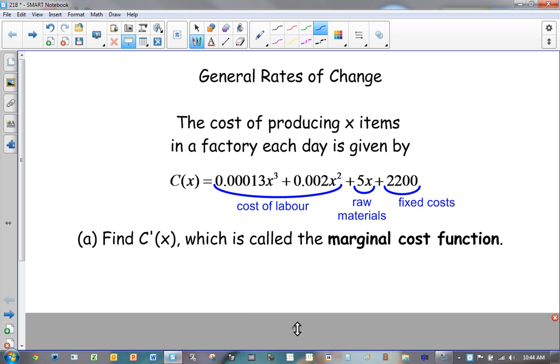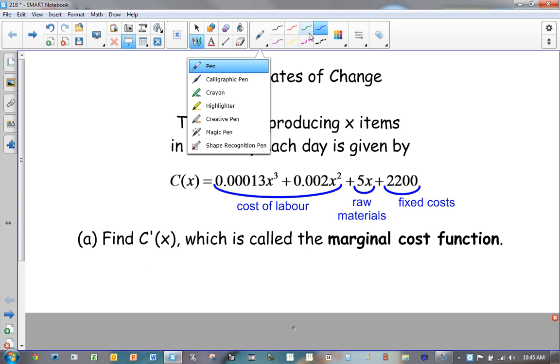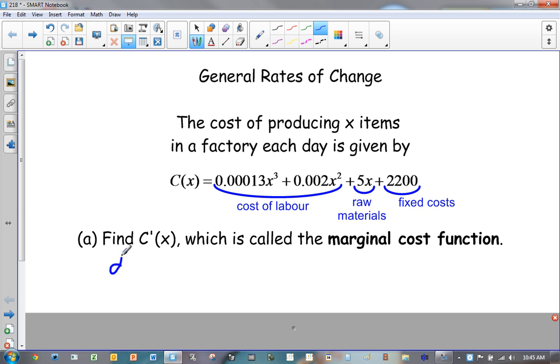All right. So what we're going to do first is we're asked to find C prime of x. That represents the marginal cost function. So another way of writing that is dC/dx. So the change in cost per additional item produced. So for each additional item that I produce, how much more is it going to cost? Basically is what it's saying.